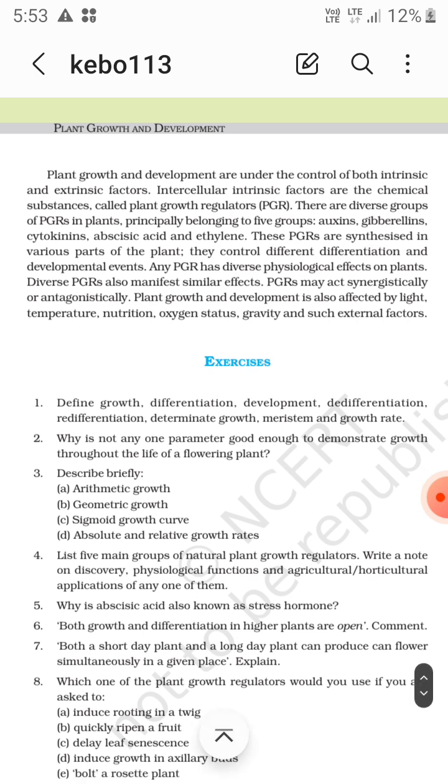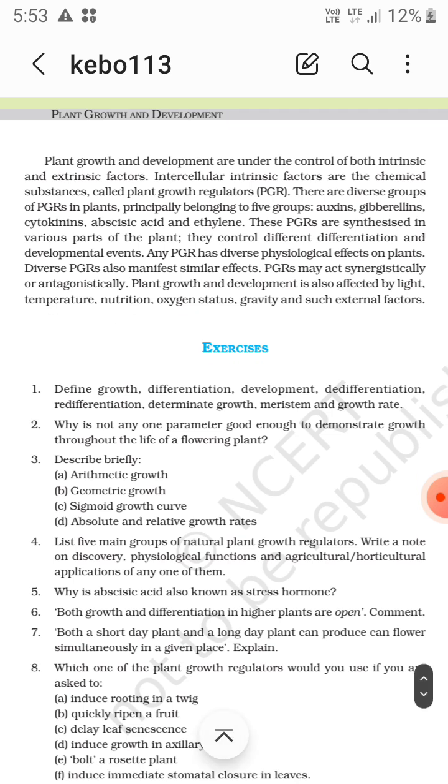Plant growth and development is also affected by light, temperature, nutrition, oxygen status, gravity, and such external factors.